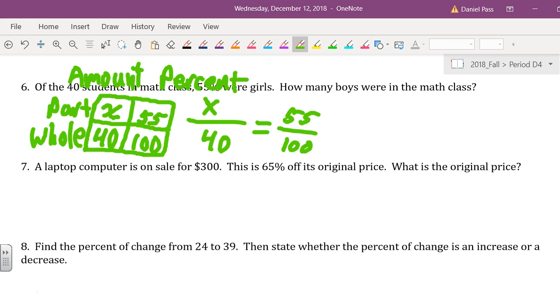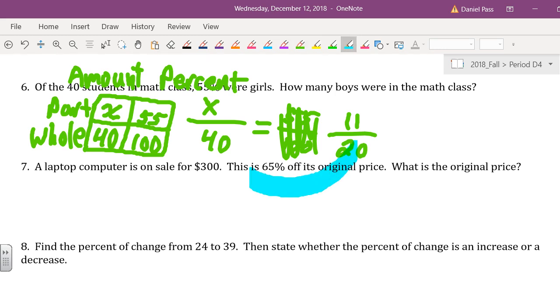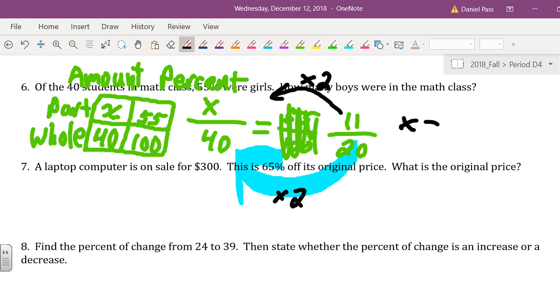Now let's reduce it first, which will be helpful. We're going to divide it by 5. We get 11 out of 20. Hey, that makes our fraction super easy. This is the first one in this test that makes the fraction easy. 20 times what is 40? 2. So all we have to do is times 2. So our x equals 22. Is that what you got? Awesome. Of the 40 students, how many boys? So the answer is 22. Let's give her a hand.